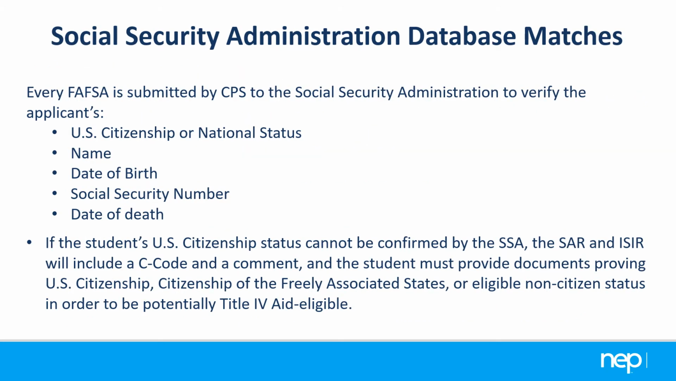Every FAFSA is submitted by CPS to the Social Security Administration to verify the applicant's U.S. citizenship or national status, name, date of birth, Social Security number, date of death. If the student's U.S. citizenship status cannot be confirmed by the SSA, the SAR and ISIR will include a C code and a comment, and the student must provide documents proving U.S. citizenship, citizenship of the freely associated states, or eligible non-citizen status in order to be potentially Title IV aid eligible.